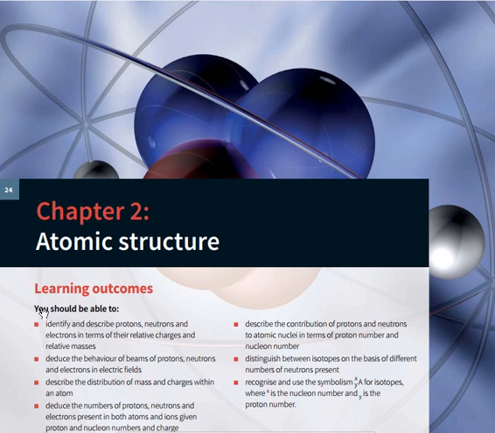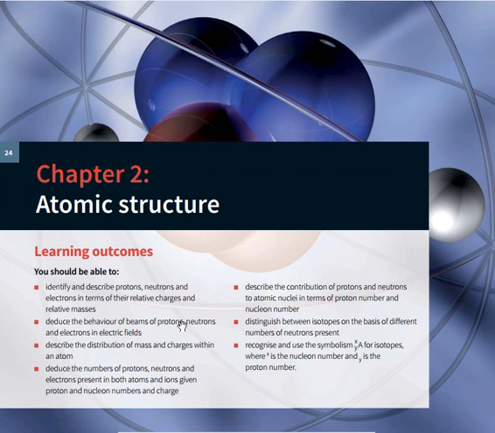In this tutorial, our learning outcomes are to identify and describe the proton, the neutron and the electron in terms of relative charges and relative masses. Deduce the behavior of a beam of protons, neutrons and electrons in an electric field. Describe the distribution of mass and charge within an atom. Deduce the number of protons, neutrons and electrons present in both atoms and ions, given the proton number, nucleon number and charge. Describe the contribution of protons and neutrons to atomic nuclei in terms of proton number and nucleon number.